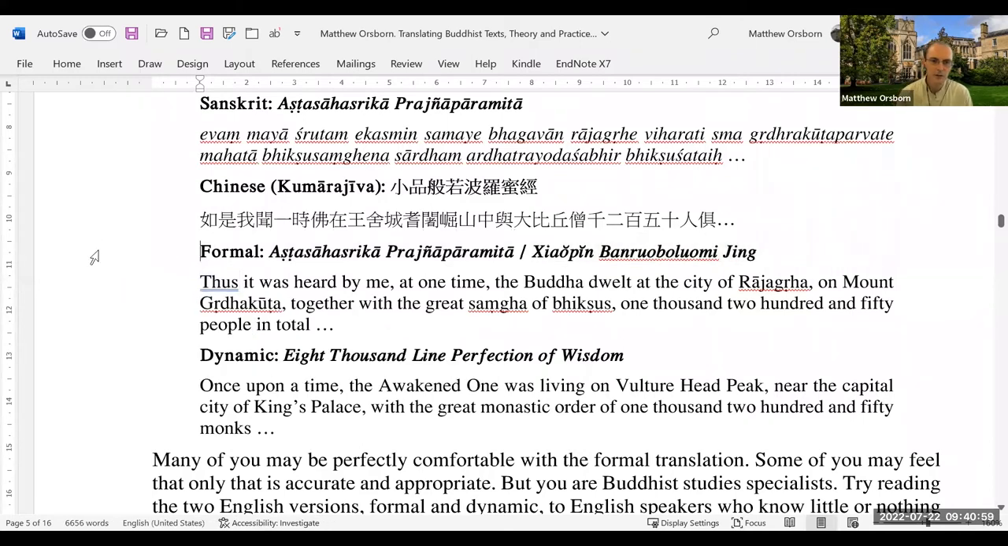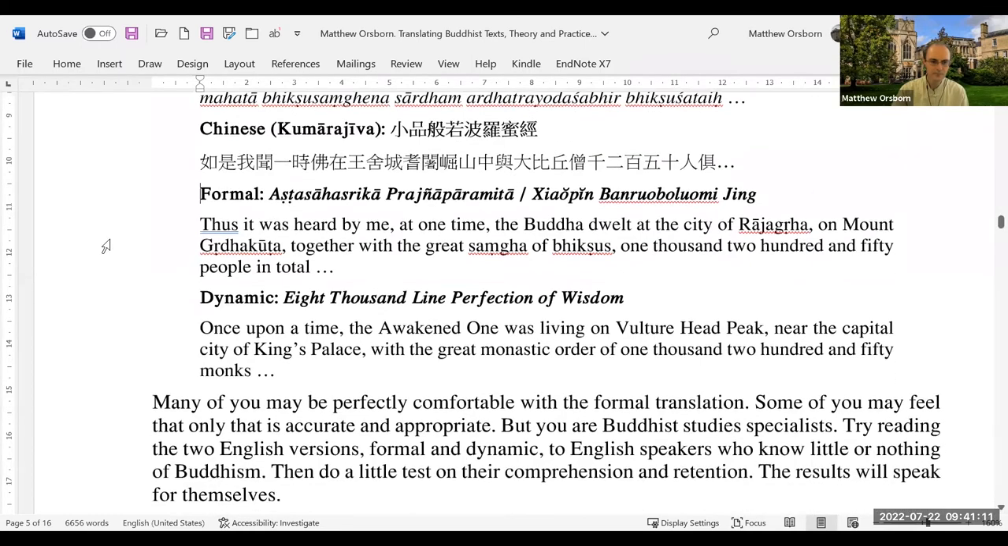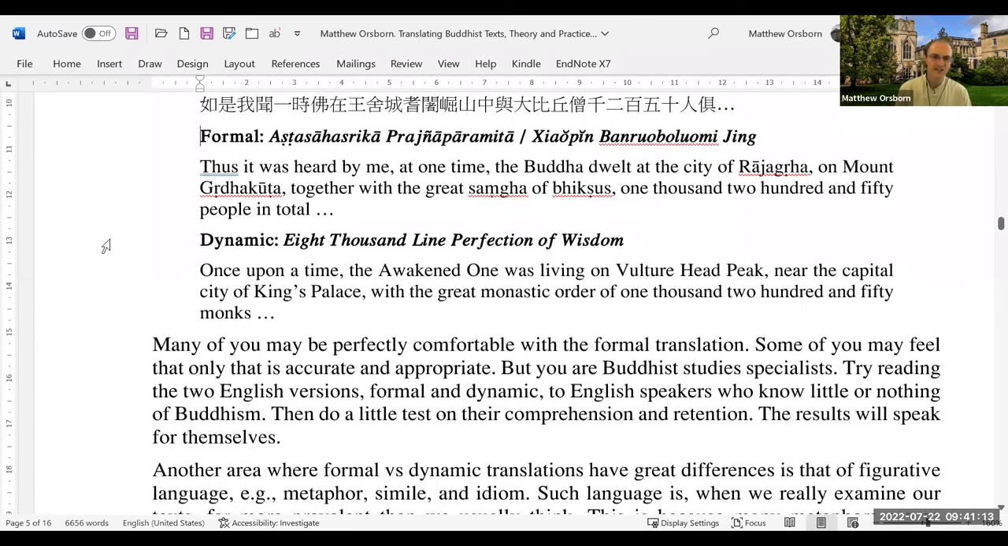And thus it was heard by me at one time, the Buddha dwelt in the city of Rajagriha on Mount Gridhrakuta, together with the great Sangha of Bhikshus, 1,250 people in total. But let's look at a dynamic translation of the 8,000-line Perfection of Wisdom. Once upon a time, the Awakened One was living on Vulture Head Peak near the capital city of King's Palace with the great monastic order of 1,250 monks.